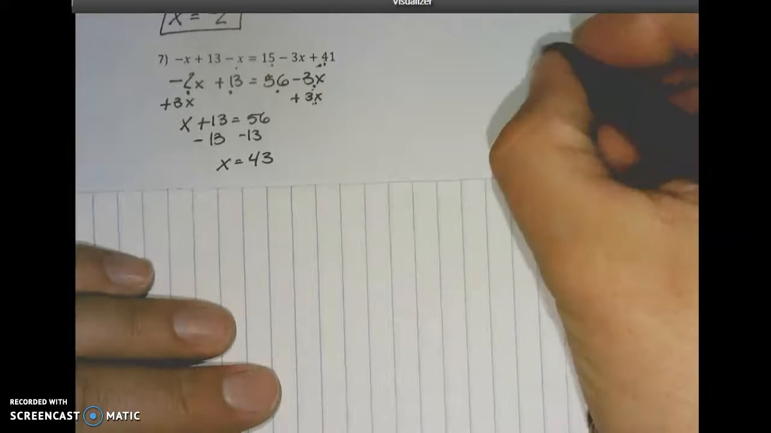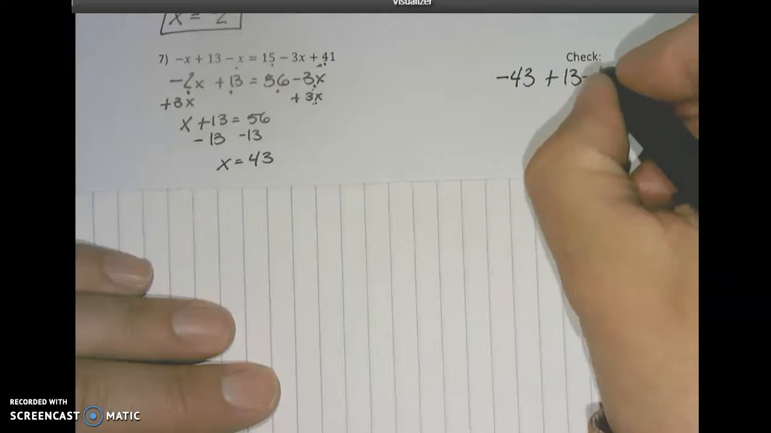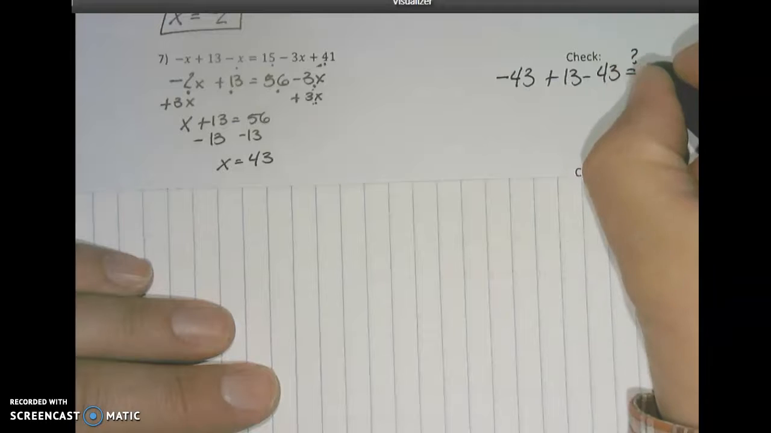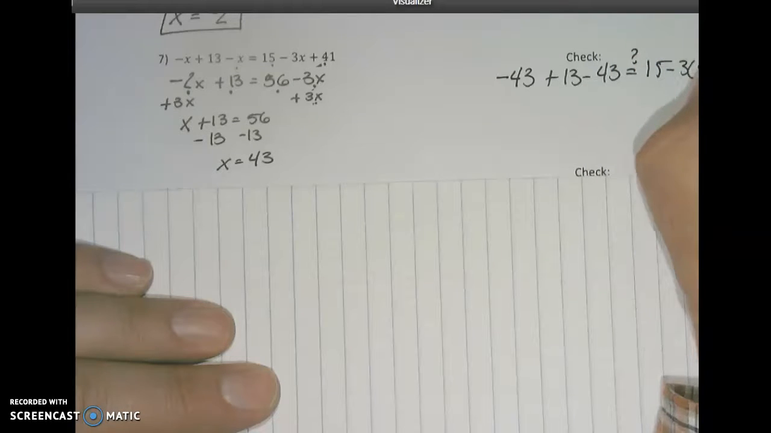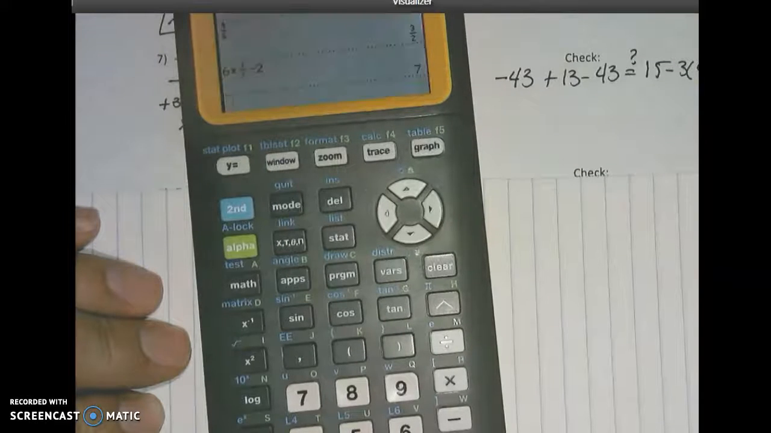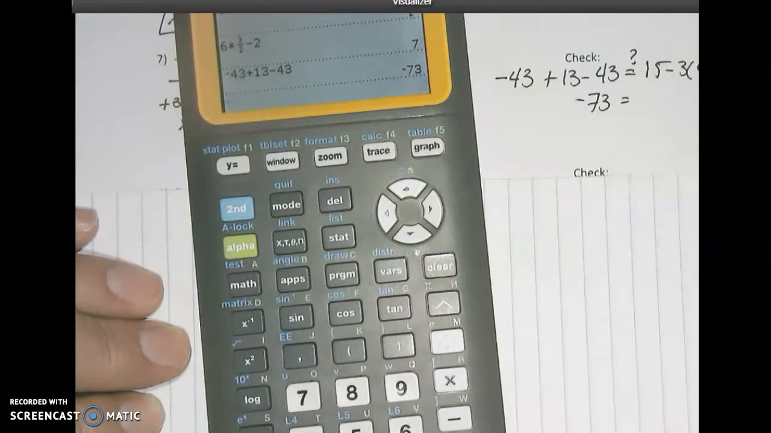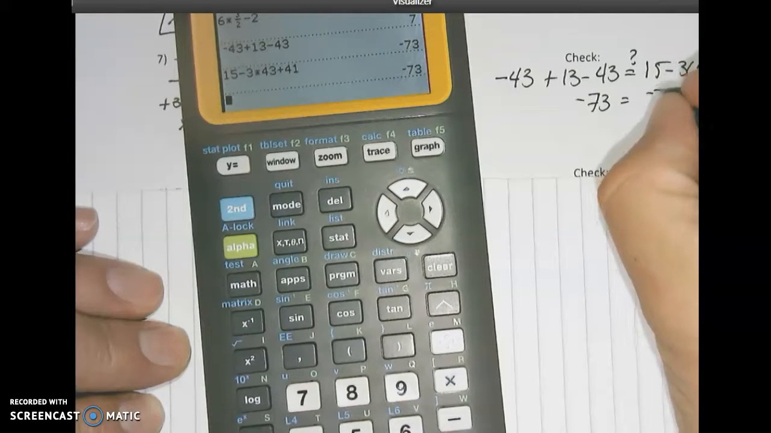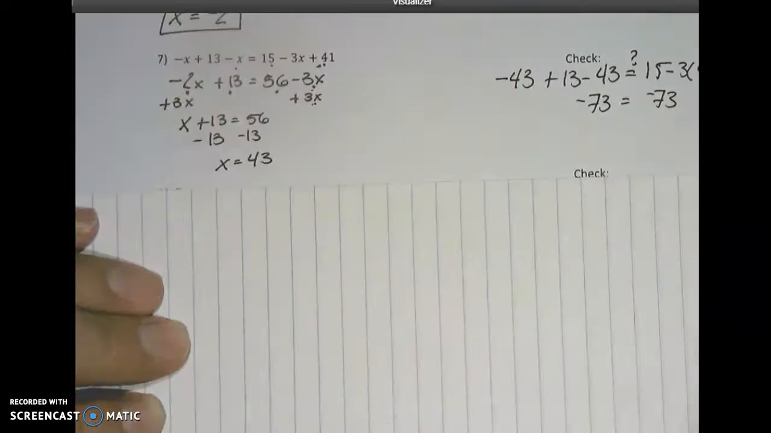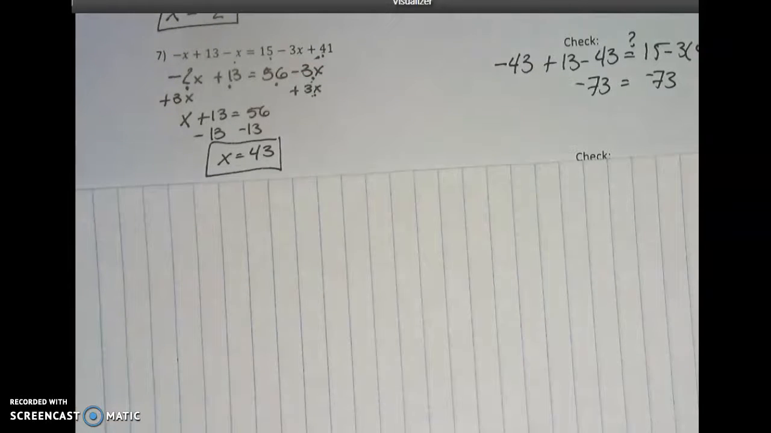All right? So if I do my check, anywhere there's an x, I put the 43. So what I would do is I just grab my calculator, -43 plus 13 minus 43, that's equal to -73. 15 minus 3 times 43 plus 41, and that also gives me -73. So then I know that my correct answer is x is equal to 43. Okay?